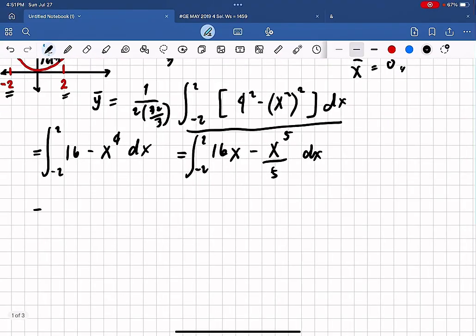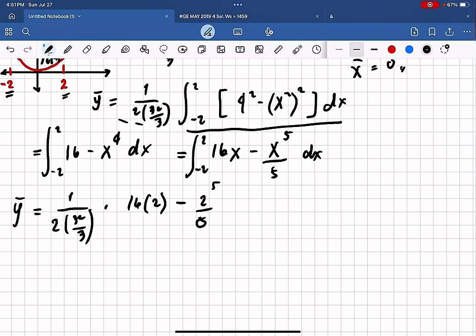So let's rewrite this. So 1 over 2, 32 over 3, multiplied by this. So 16, the value of limits, which is 2, minus 2 raised to 5 over 5, minus, let's use bracket for this, 16 times negative 2 minus negative 2 raised to 5 over 5.